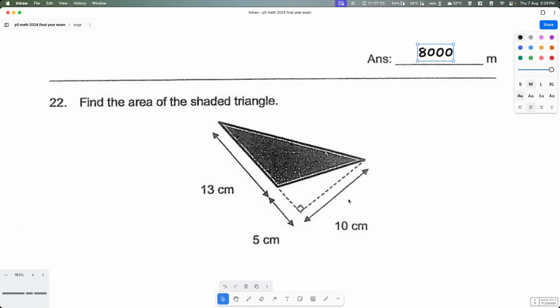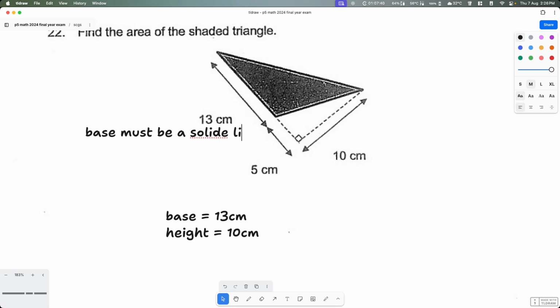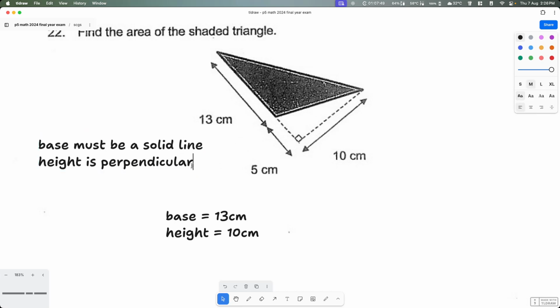Question number 22. Find the area of the shaded triangle. The base is equal to 13 centimeters and the height is equal to 10 centimeters. The base must be a solid line, and the height is perpendicular to the base.